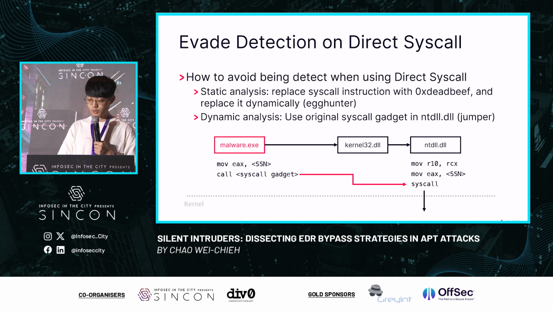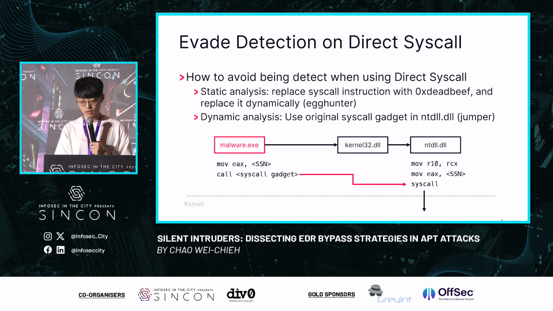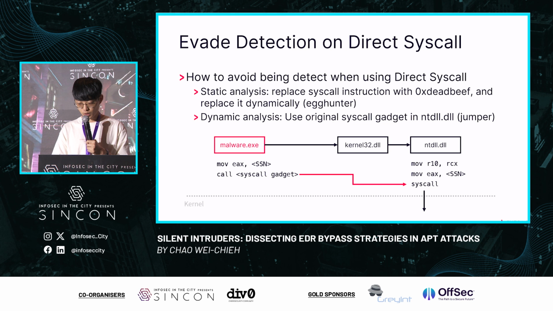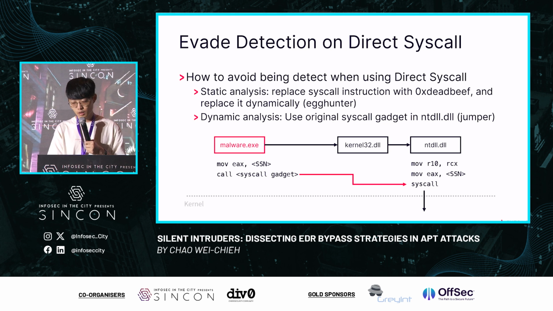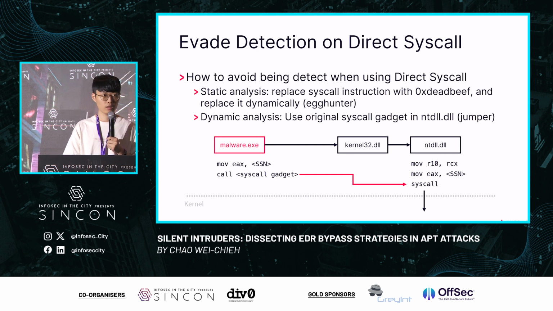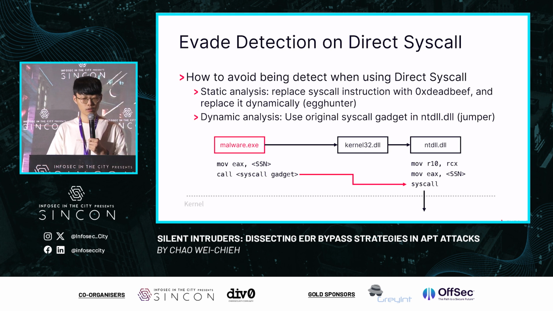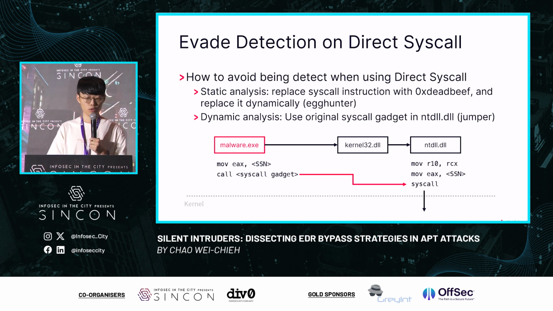Okay, so now back to the hacker side. We can still try to evade the detection on direct syscall. To deal with the static analysis, we can replace the syscall instruction with some keyword and replace it at runtime. This is called the egg hunter in the SysWhisper tool. So the syscall instruction will only appear at runtime, and you won't see the syscall instruction when you use static analysis.